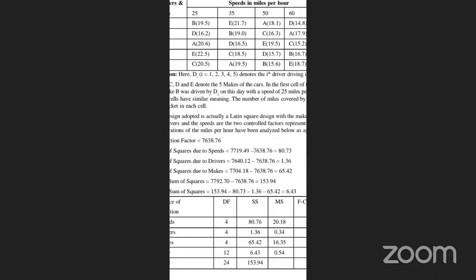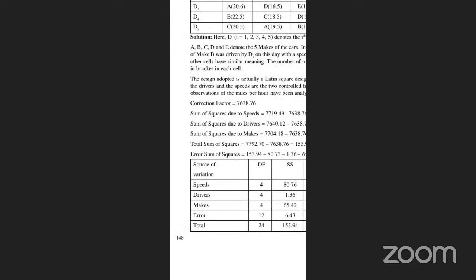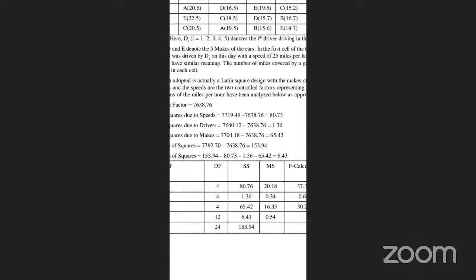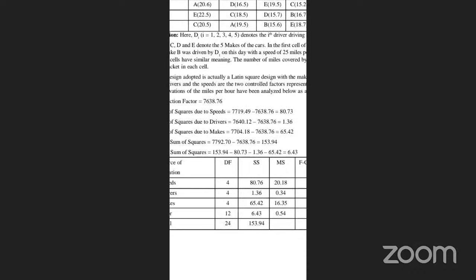Drivers also 7640, that is the total we are doing here. All the totals. The total sum of squares also. What are we doing for the total sum of squares? What do we have to do, Monica? Bhavani. So total sum of squares 7792.70 minus 76, 38.36, those are the values.